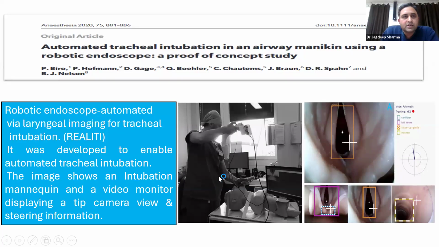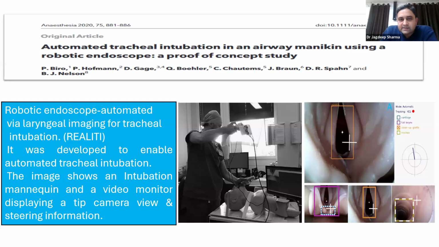There is another publication in Anaesthesia in the year 2020. There is this automated tracheal intubation in an airway mannequin using a robotic endoscope, a proof of concept study. So this is a robotic endoscope automated via laryngeal imaging for tracheal intubation. It was developed to enable automated tracheal intubation.